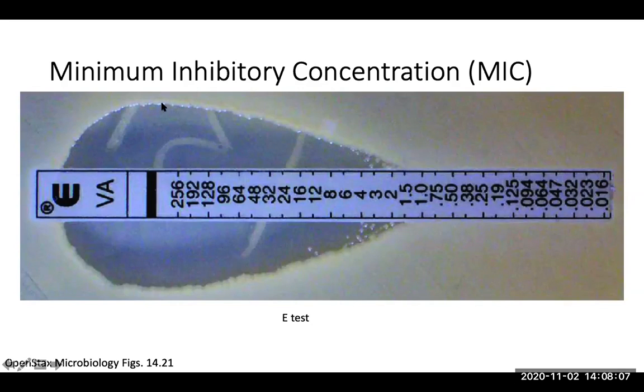So up here, the concentration is higher. You see this growth, the zone of inhibition. But as you decrease in concentration, that zone gets smaller and smaller and smaller until finally you find the minimum inhibitory concentration, which in this case is about 1.5 micrograms per milliliter.